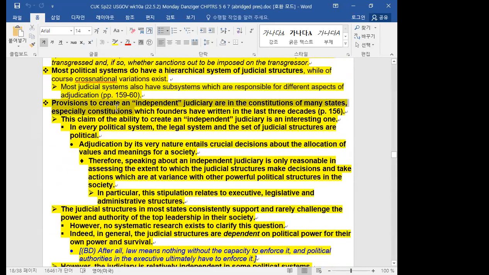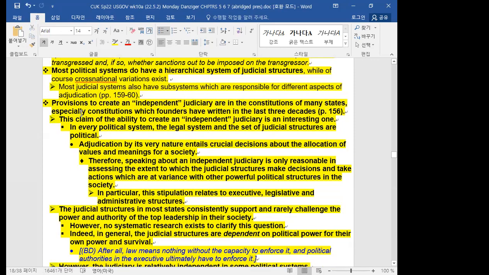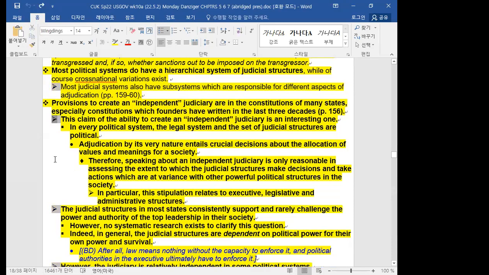Provisions to create a so-called independent judiciary are in the constitutions of many states, especially constitutions which founders have written in the last 3 decades. So that's an important point. Say in the last 4 decades. So since the breakup of European empires and the creation of new states, this claim of the ability to create an independent judiciary is an interesting one.